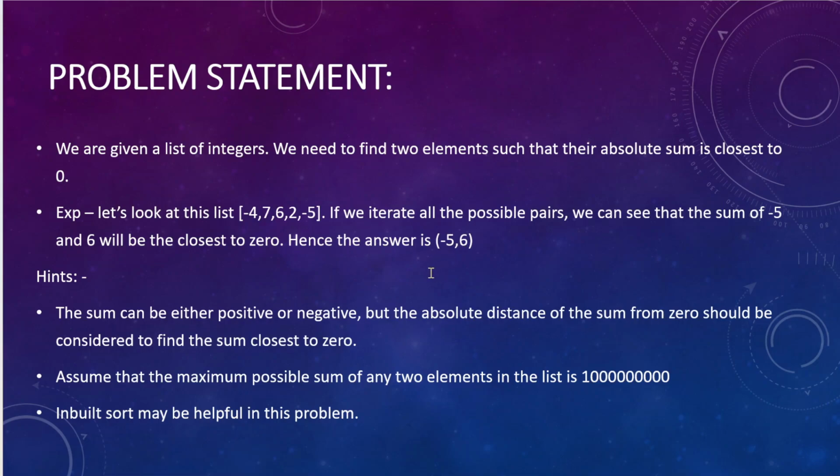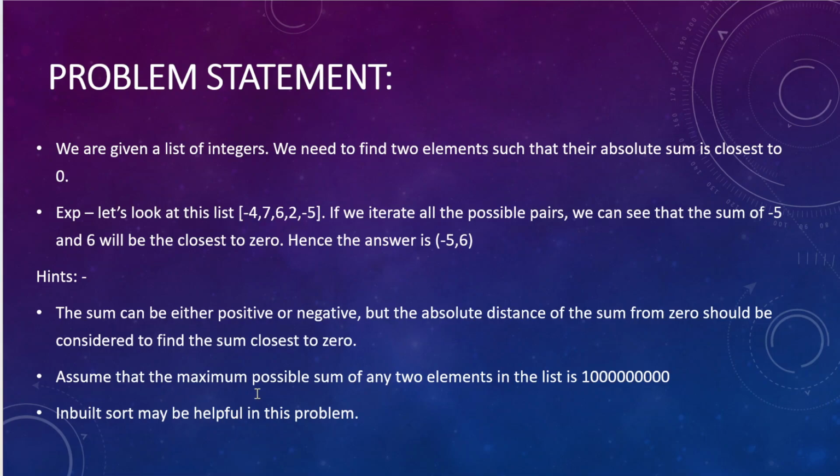Now there are also some hints given: the sum can be either positive or negative, and the absolute distance of the sum from 0 should be considered to find the sum closest to 0. For example, if the sum includes minus 4 and 6, then the answer will be 2, which is positive. And if the sum includes minus 4 and 2, then the answer will be minus 2, which is negative.